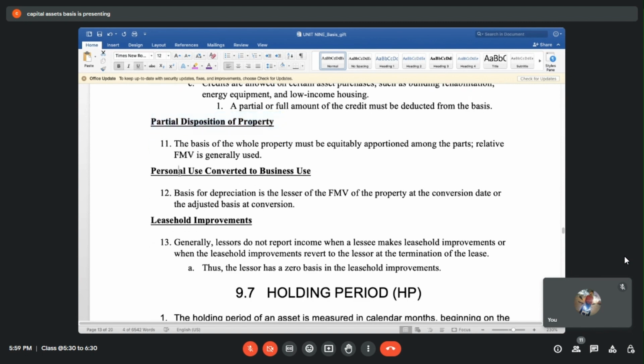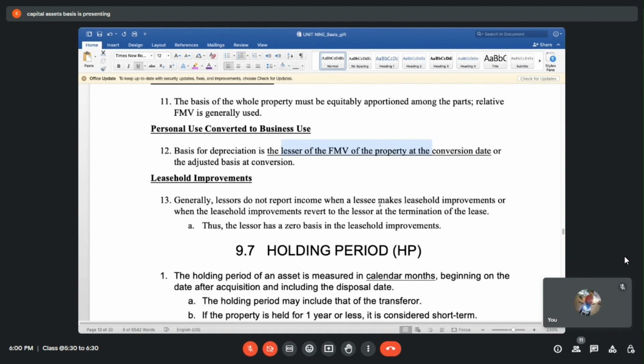Personal use converted to business use. If there's personal property which we are converting to business property, we have seen this earlier. We have to use the lesser of FMV or the basis of the property at the conversion date. Whatever is the lesser amount, that can be used for the purpose of business. This is very important, because if personal use property converts to business use, you can claim depreciation on it. You can claim all expenses that we put on the property as additions to capital assets or as part of maintenance. So where to start from, what basis to take, is an important rule we should remember.